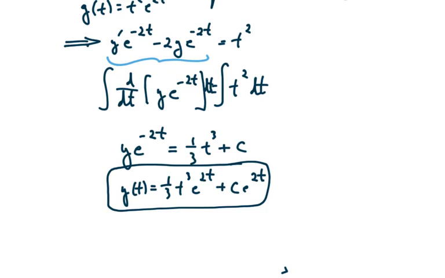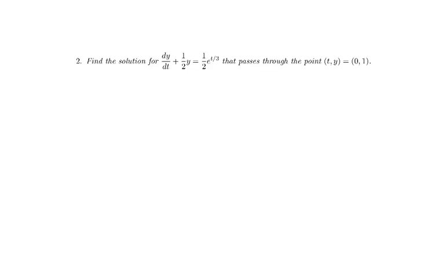Let's get some more practice and take a look at problem 2. So over here, we have another case that is not separable. It does look like it is linear, where p of t is 1/2 and g of t is 1/2 e to the t over 3.